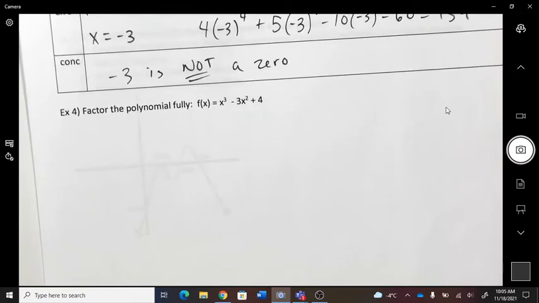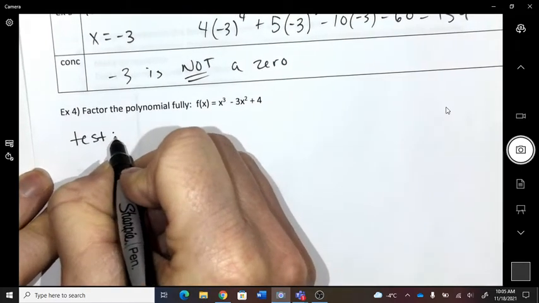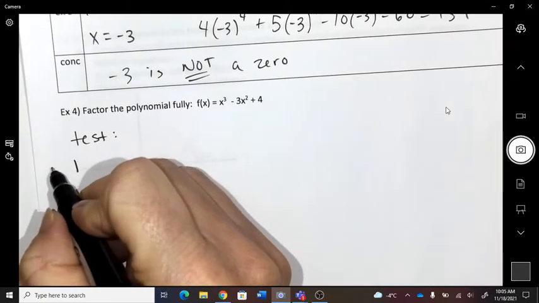Okay, this question says factor fully. Right now I don't know what to divide by. I have no idea what to divide by. So I'm going to start some tests. I'm going to test some values. I kind of want to see what's going to work. The first number I'm going to test is if x equals 1.